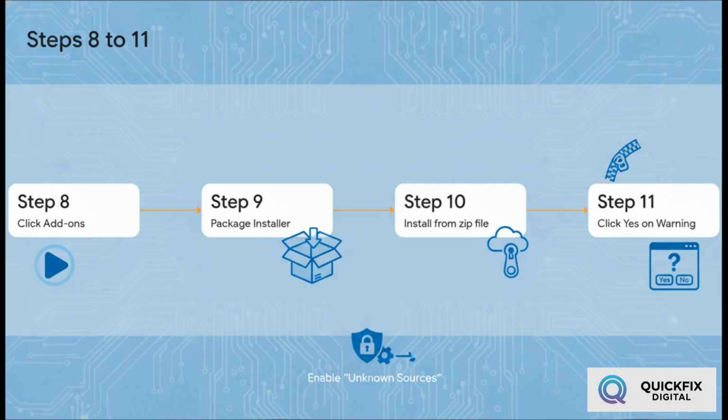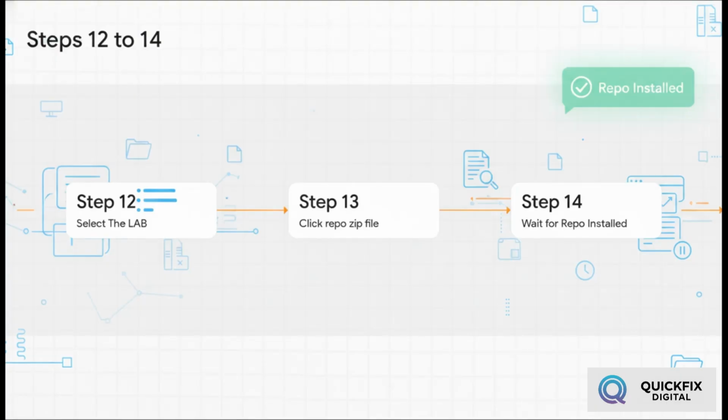Oh, and quick heads up, make sure you actually already have unknown sources enabled in your system settings for this to work, otherwise you'll get stuck here. When the directory box opens, select the lab, and then click the zip file named repository.thelab. Now, the crucial point is right here. You must stop and wait. Keep your eyes locked on the top right corner of your screen. Literally, do not click anything else until you see that repo installed notification pop up.